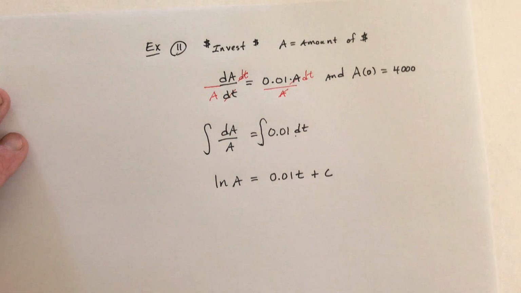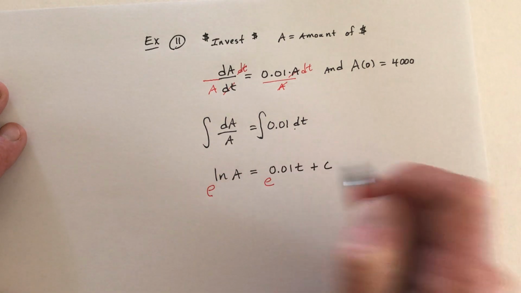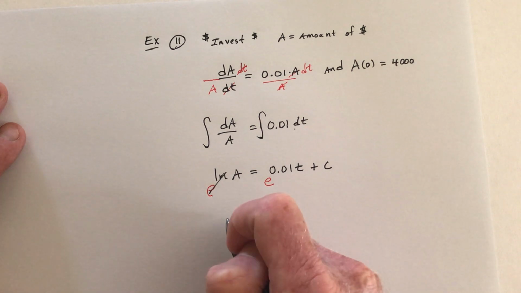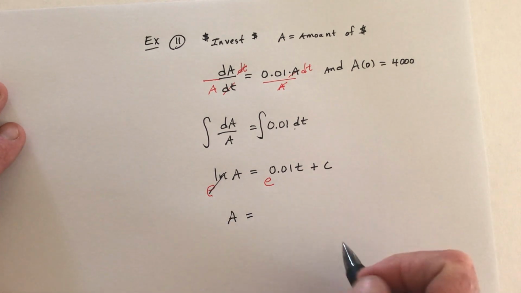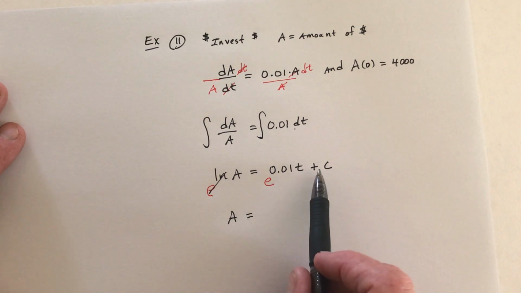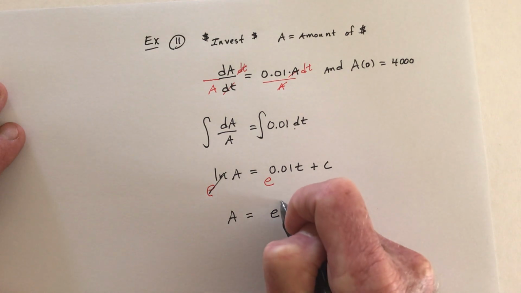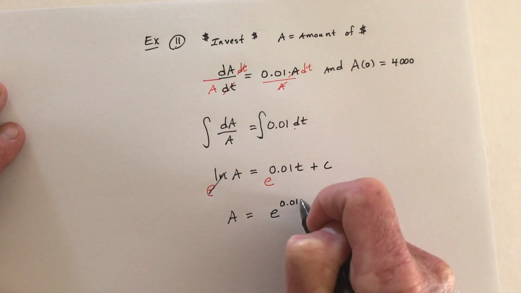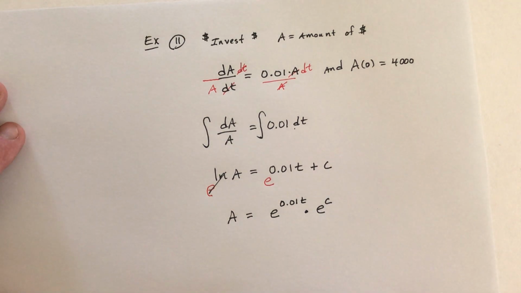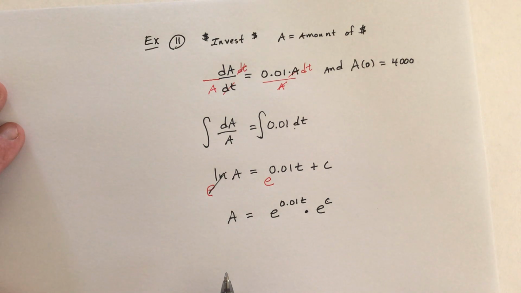And like in example number 9, you can get rid of the natural log by using e. And these will cancel, and then A will equal, and like I said, you could leave it like that, or you could rewrite it as e to the 0.01t times e to the c. So this and this mean the same thing.